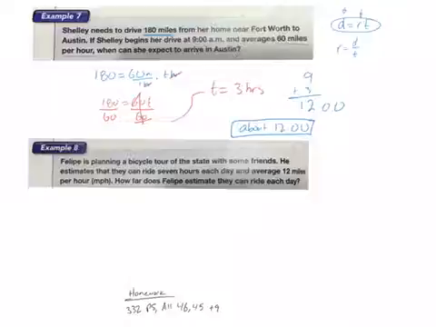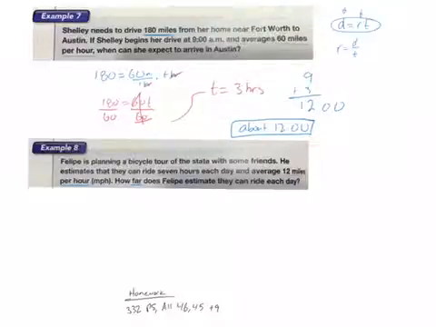Alright, example 8. Philip is planning a bicycle tour of the state with some friends. He estimates that they can ride 7 hours each day and average 12 miles per hour. How far does Philip estimate they can ride each day? So this one, we're looking for a distance. How far can they ride? So we have a rate, miles per hour, and there was a time in there. Where is it? 7 hours.